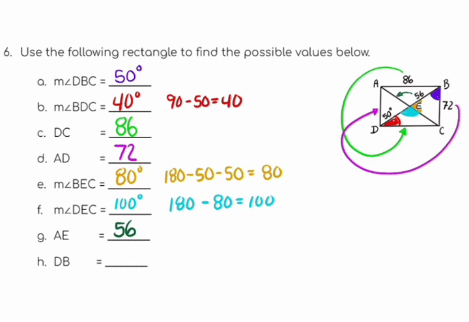AE is half a diagonal. We know that half a diagonal, which is EB, is equal to 56. That means AE is also 56. DB is a full diagonal. We know a half diagonal is 56, so another half diagonal is 56, and 56 plus 56 is 112.